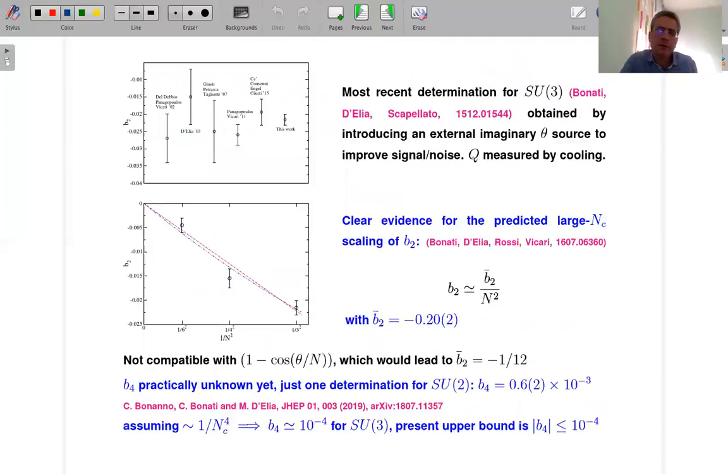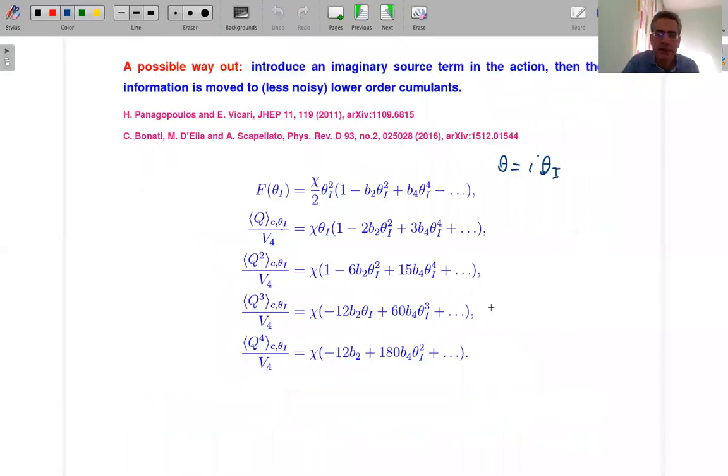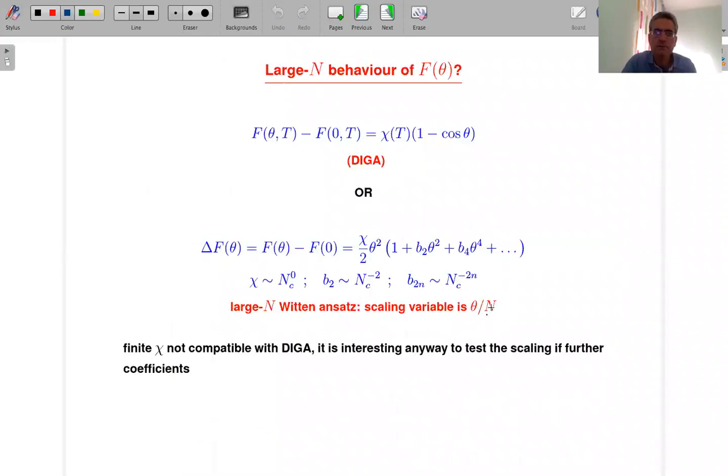Now, an important point is to comment on this value that we obtained for the coefficient in front of 1 over n squared. Why? Because when people think of this large-N scaling predicted by Witten, where the scaling variable is theta over N, compared to what is predicted by the dilute instanton gas approximation, where the variable is just theta appearing in the cosine.